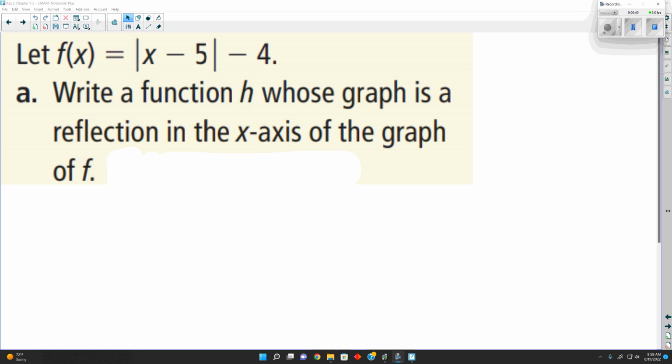And again, what we started yesterday was applying these transformations to the functions. So for this first one here, we want to write a function h whose graph is a reflection in the x-axis of the graph of f. So be good to have a writing utensil. So h of x is equal to. So if we're talking about a reflection in the x-axis, we're looking at negative f of x. So this is the general form for our reflection in the x-axis.